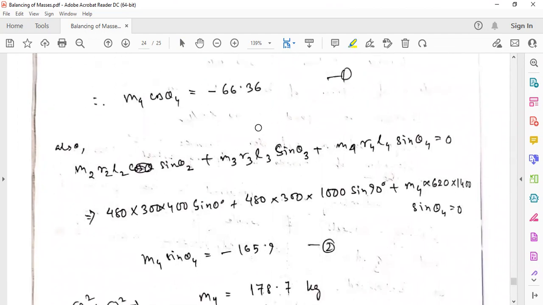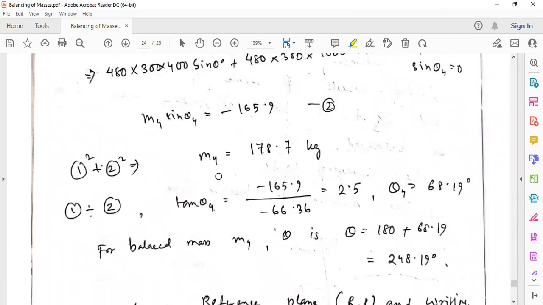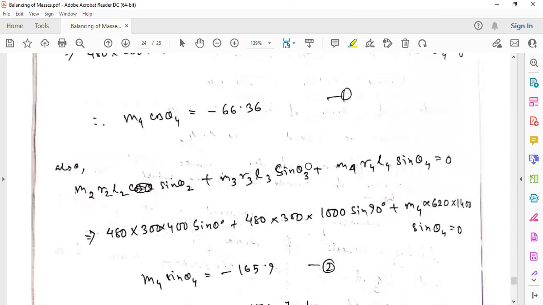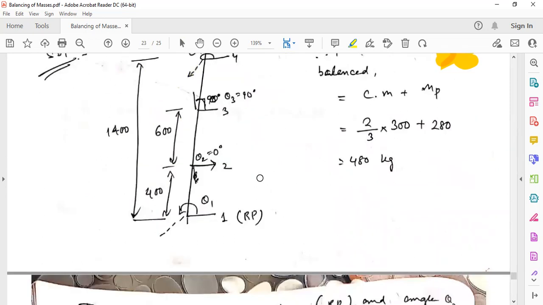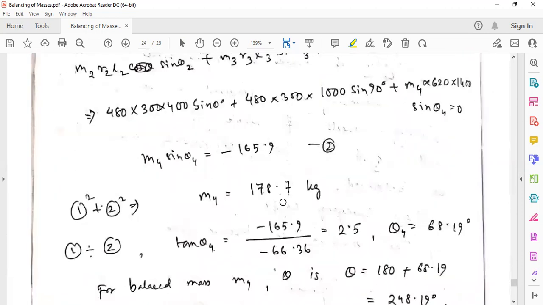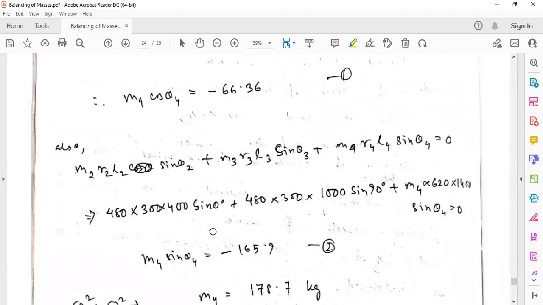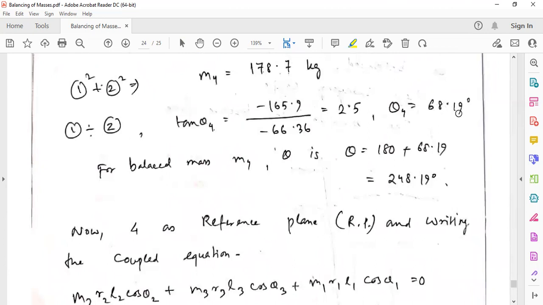Solving these two, squaring and adding, we can get M4. This is the value, 178.7 will be the mass here at 620 mm distance. That will balance at plane 4. We are still left with this mass, M1. We'll find it out. Now we have found M4 and the angle. You know how to find the angle, just by dividing this by this one. Okay, we have found the angle as 68.19 degrees.